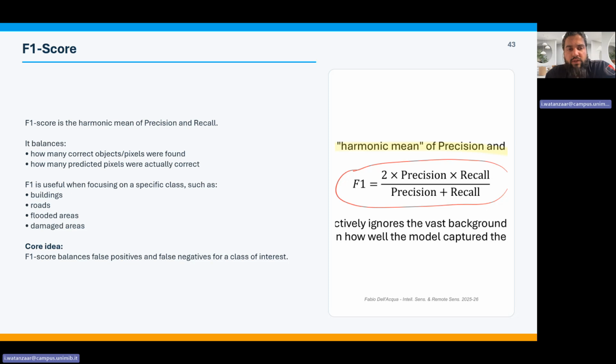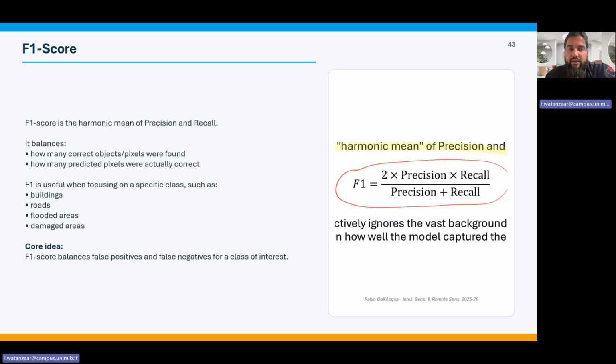And we usually use the F1 score when focusing on a specific class, such as buildings, roads, flood areas, or damaged areas. The F1 score balances false positives and false negatives, which is really important, and this is all the time off the diagonal. This is what we were discussing in the case of balancing; it represents very well the core idea for the class of interest. On the confusion matrix, the diagonal holds the true positives and true negatives, but the off-diagonal holds the false positives and false negatives.